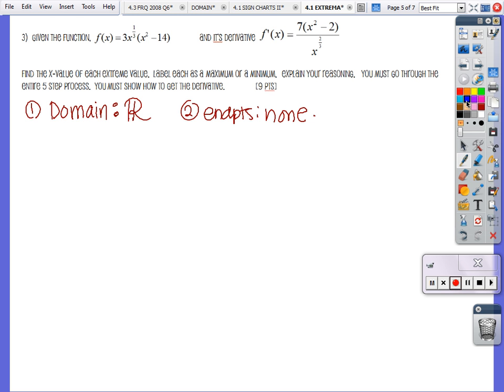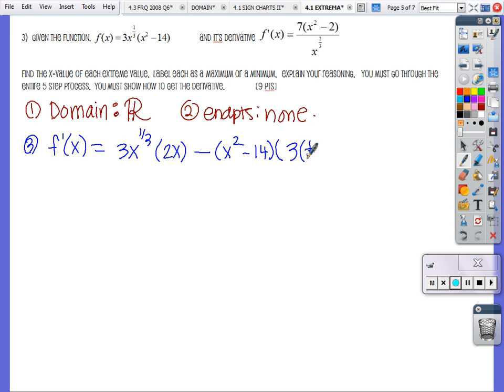Step 3, f prime of x. Taking the derivative, leave the first one, multiply by the derivative of the second, minus, leave the second one, derivative of the first, and we get 3 times 1/3 x to the negative 2/3. I'm going to simplify this and get 6x to the 4/3. How did I get that? I got 3/3 right here.